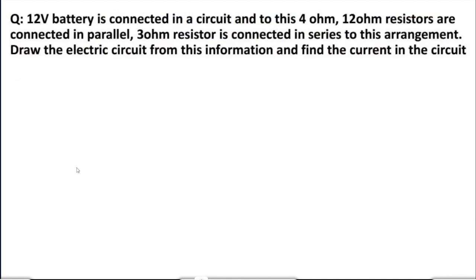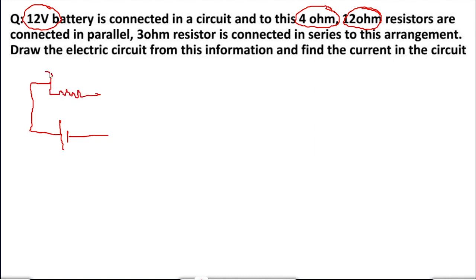And the next question is, a 12-volt battery is connected in a circuit, and to this 4 ohm and 12 ohm resistors are connected in parallel. So here I can see these two resistors and one battery. I can imagine that this is the battery and it is connected to these two in parallel. They have mentioned clearly that these two resistors are in parallel connection, and then a 3 ohm resistor is connected in series to this arrangement.